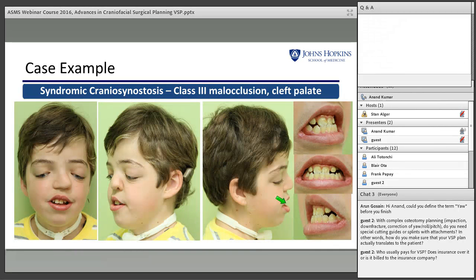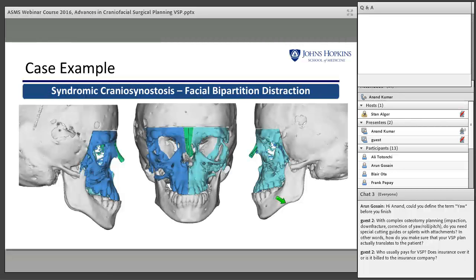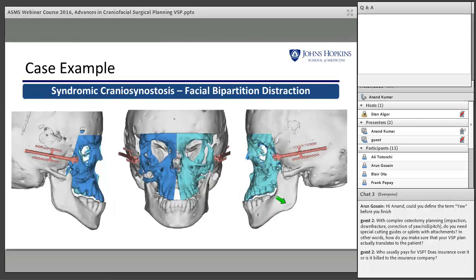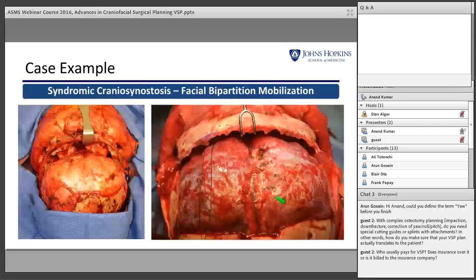So let's look at this case. Here's a case of a Pfeiffer patient, previous failed 4-3 cantilever bone graft that's been moved to the patient's left side, and a class 3 malocclusion, right? Cyclotropia and esotropia. So here's the virtual surgical plan preoperatively. Here it is with the bipartition. Here it is with the advancement with an internal distraction system. Here it is advanced. Here's the patient in operation.